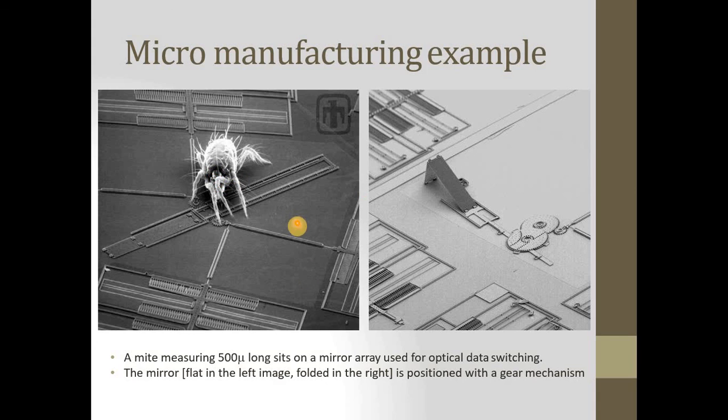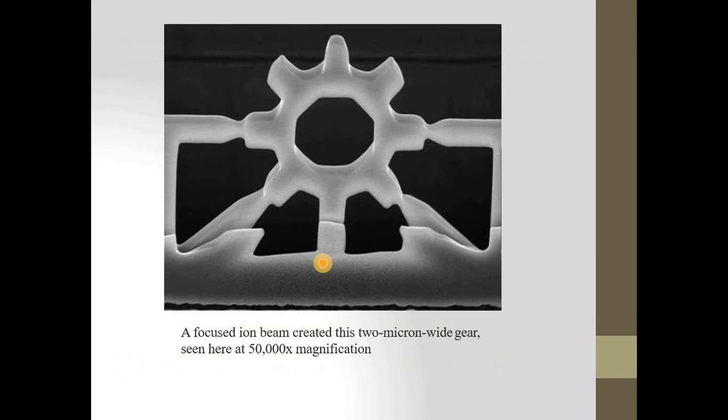Look at this. A mite measuring 500 micron long sits on the mirror array used for optical data switching. This is created by a focused ion beam. This gear is 2 micron wide. This gear is having a size of only 2 micron.